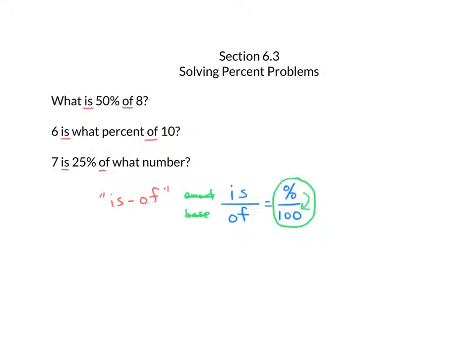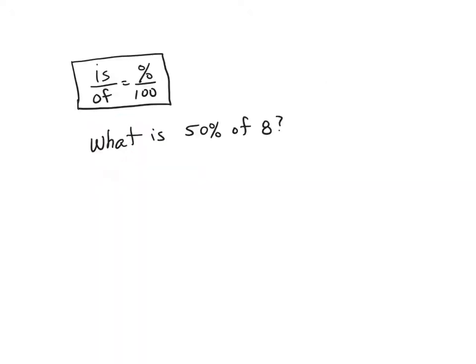Let's look at this in a little bit more detail. In order to solve the problem, what is 50% of 8, we are going to put the information from this into this proportion. The very first thing I'm going to do is look for a percentage sign. Notice that I have 50 attached to the percent. So wherever I have the percent, I'm going to put over 100, because that's the right side of my is over of equals percent over 100.